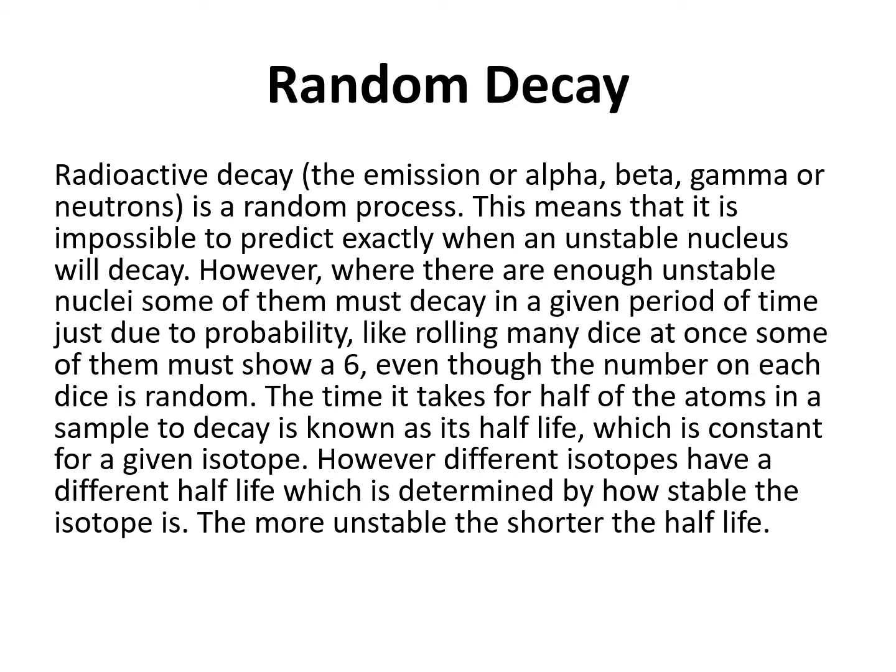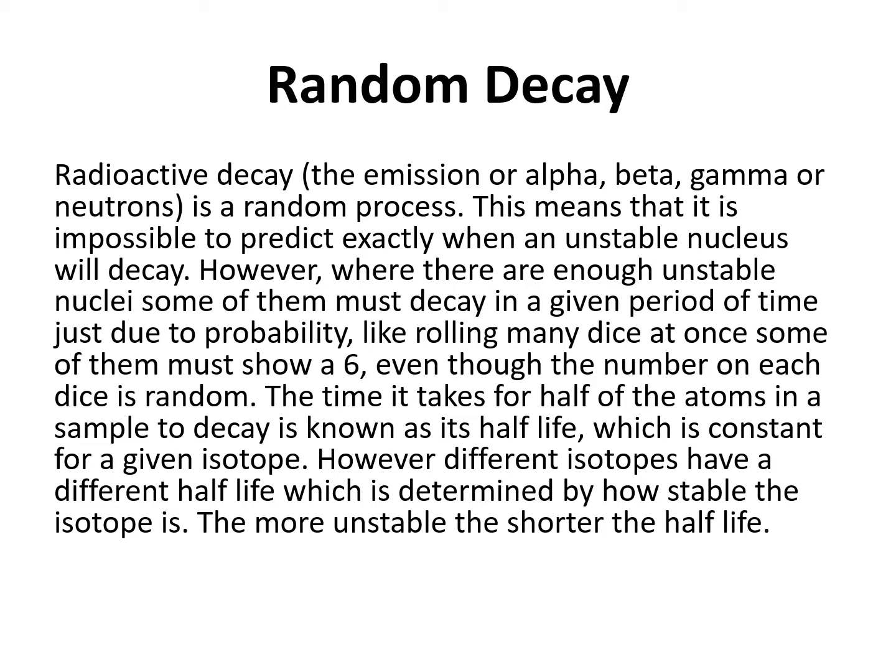So decay is random. So radioactive decay, the emission of alpha, beta, gamma or neutrons, is a random process. This means that it is impossible to predict exactly when an unstable nucleus will decay. However, where there are enough unstable nuclei, some of them must decay in a given period of time, just due to probability. Think of it like rolling many dice at once. Some of them must show a 6, even though the number on each dice is random.